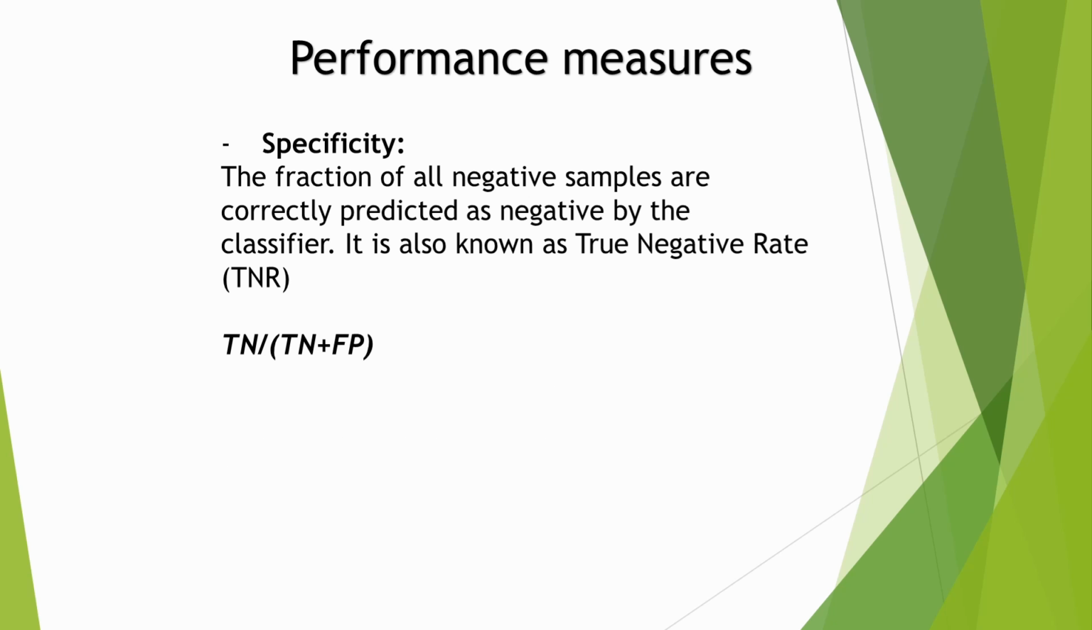And there is something else called specificity. Specificity is the fraction of all negative samples which were correctly predicted as negative by the classifier. It can be measured using the formula true negative divided by true negative plus false positive.